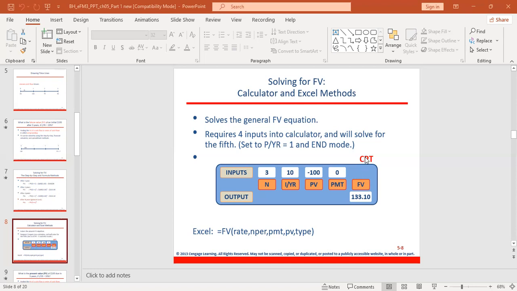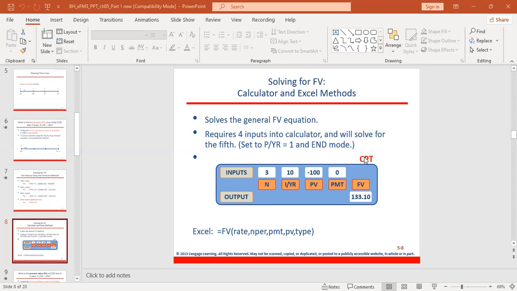Then, very important, we have to press FV, because this is what we want to get. We want to get the future value. Solve for future value. So you have to press CPT. CPT means compute. Can you see the first button, first row? First row, first button. Can you see it? CPT.